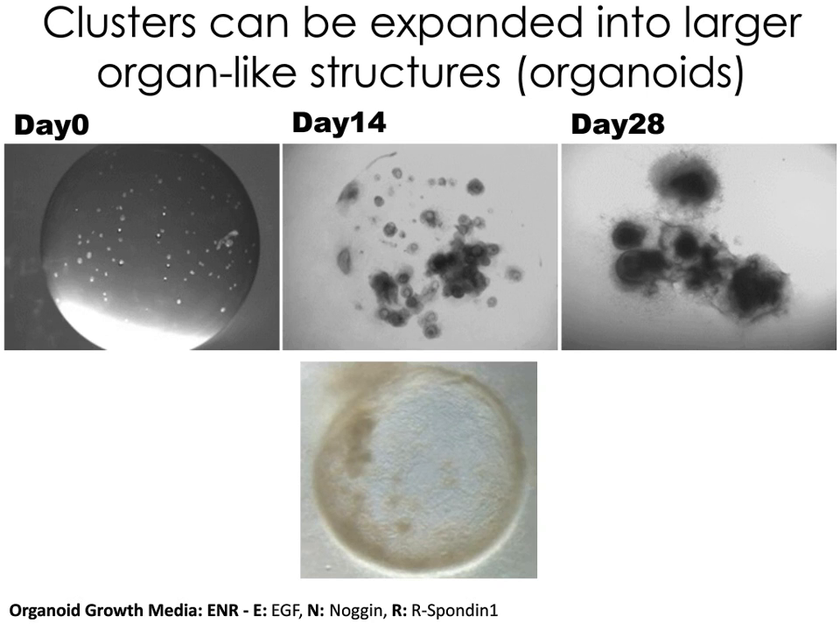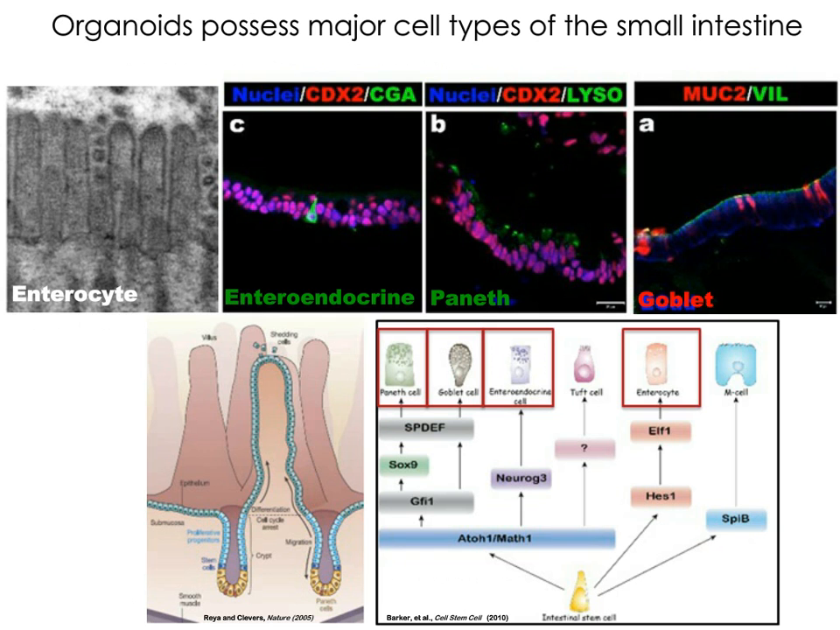It has a mesenchymal layer, so it has supporting cells adjacent to the epithelium. And we were able to show that these organoids possess all of the major cell types of the small intestine, and so we call them human intestinal organoids, or you may see me refer to them as HIOs for short.